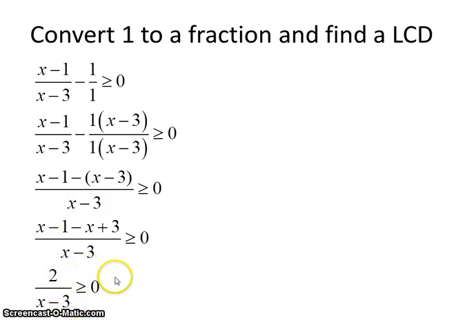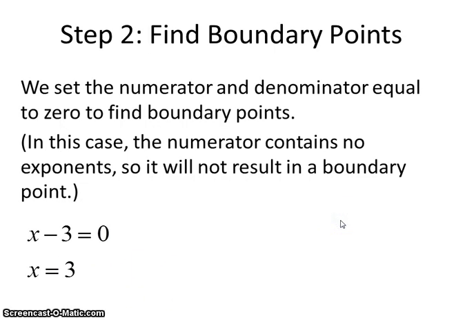So here is our simplified rational expression: 2 over x minus 3 is greater than or equal to 0. At this point we want to find our boundary points, and the boundary points are found by setting the numerator and the denominator equal to 0 and solving for x. In that case, our numerator is 2, so there's no way we can ever get our numerator to be 0, so we're going to just concentrate on our denominator, which is x minus 3 equals 0, and adding 3 to both sides we just get x equals 3. So our only boundary point for this problem is x equals 3.